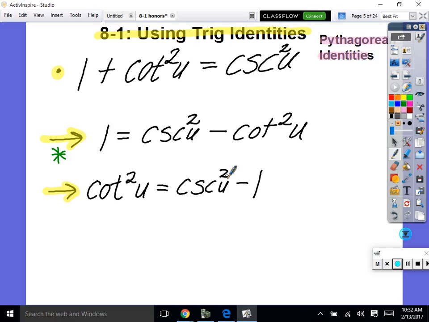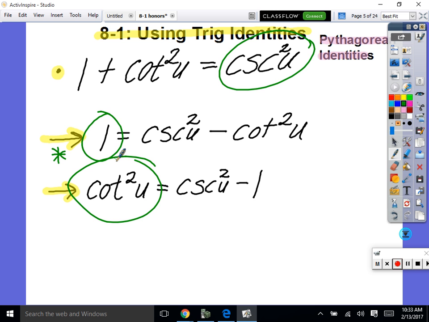So then also, if we subtract 1, cosecant u minus 1 is cotangent squared u. So the favorable answer would be this one, because there's only one term. That's where you're going to go with these trig identities: what's the most favorable answer.